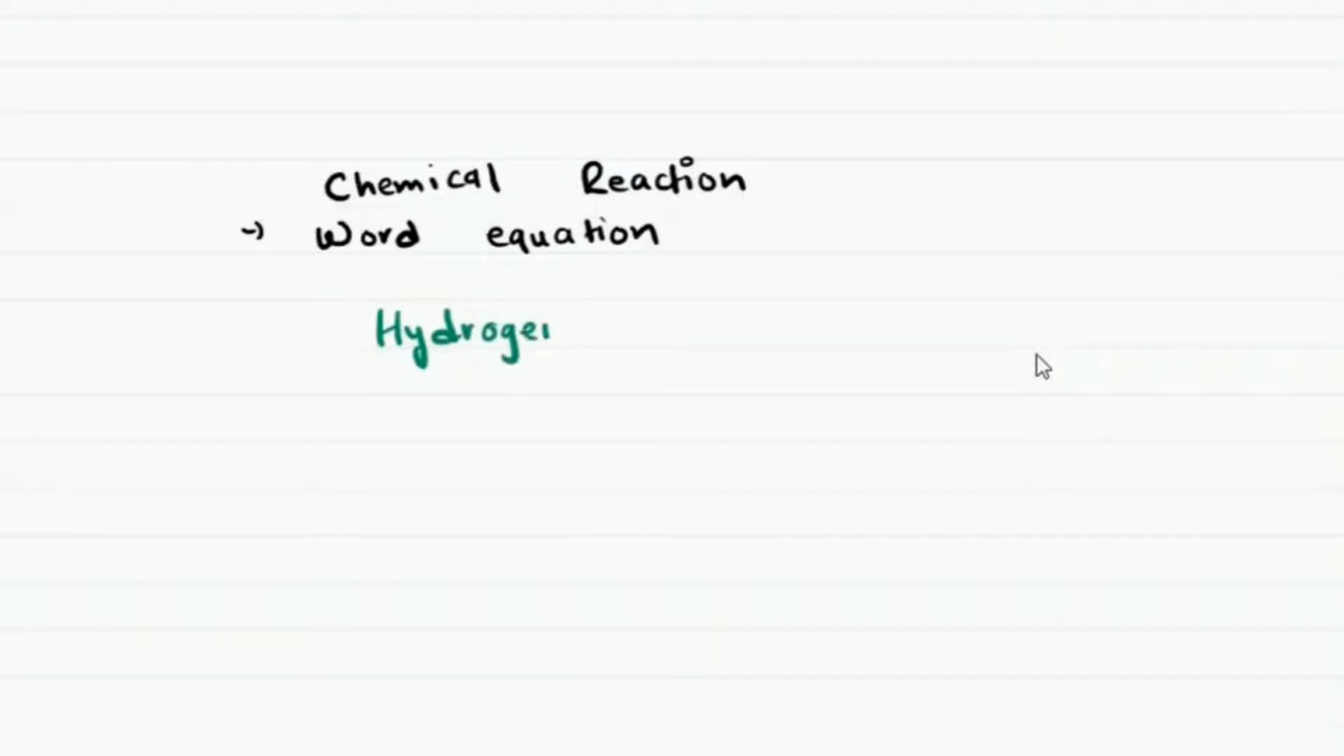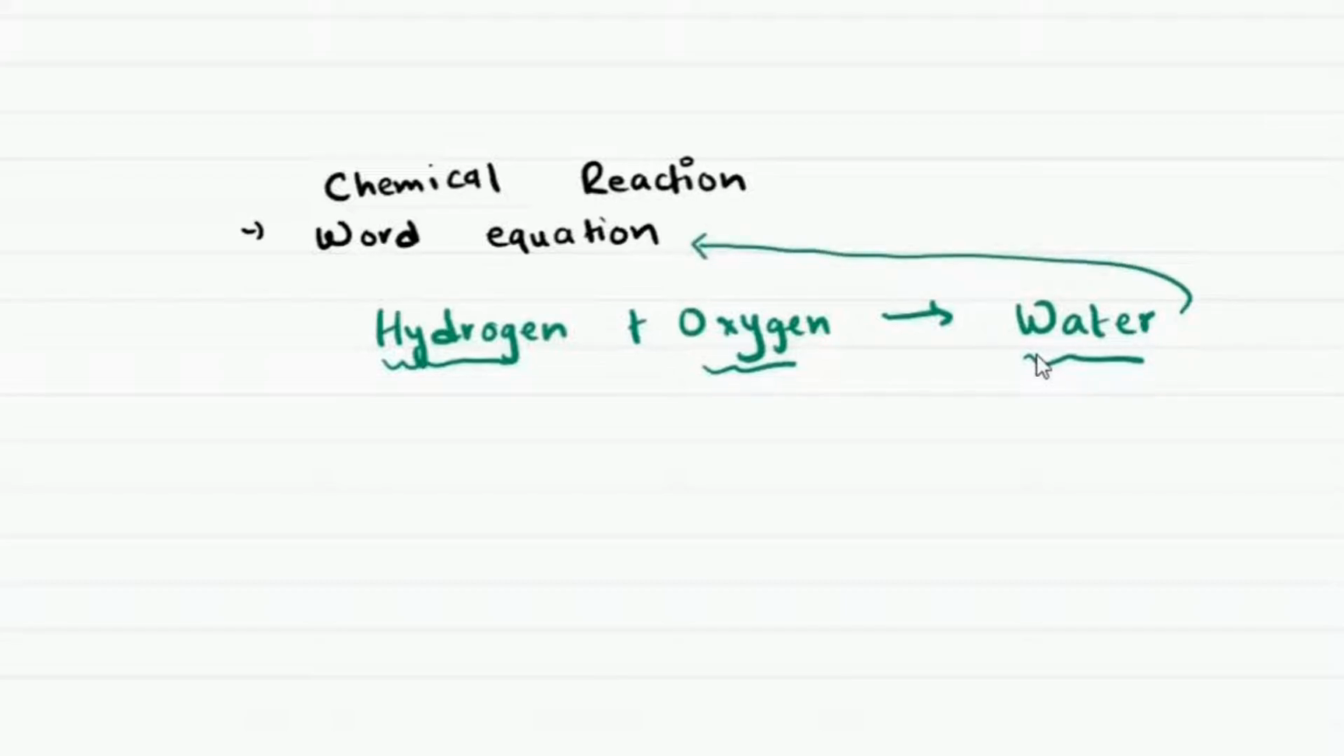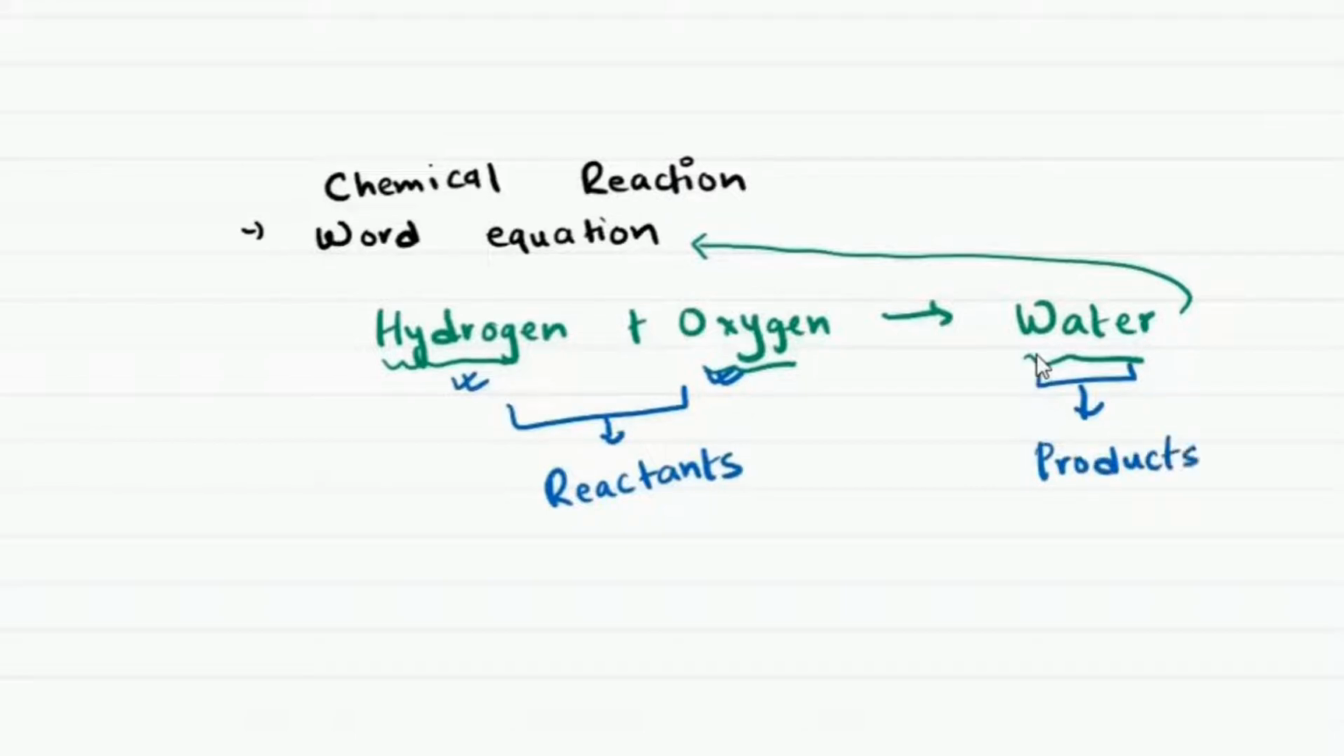Hydrogen and oxygen react with each other to form water. Now this is a chemical change, this is a chemical reaction, and we are representing this chemical reaction by writing the full names of the substances like hydrogen and oxygen and water. If you write the full names of the substances involved in the chemical reaction, then it is known as a word equation. And here the substances that are reacting with each other, like hydrogen and oxygen, are also known as reactants, since they are reacting with each other. And the substance which is formed after the reaction is known as the product. This is our product of the reaction.